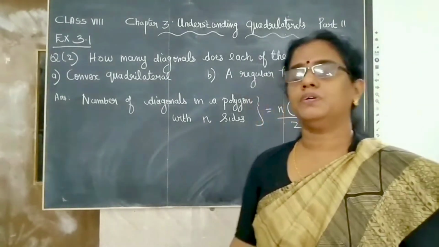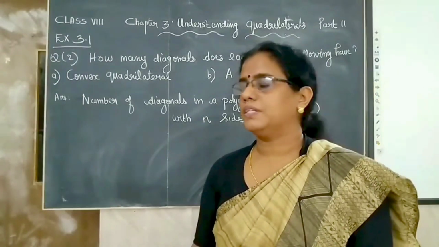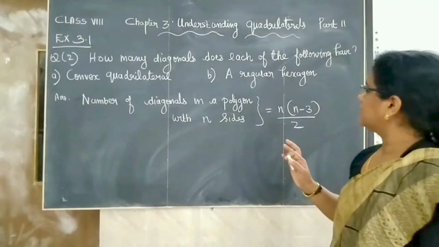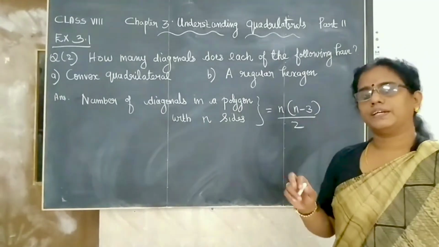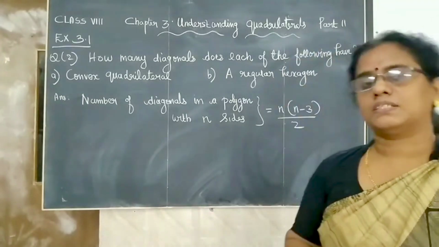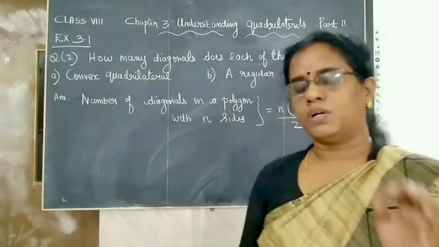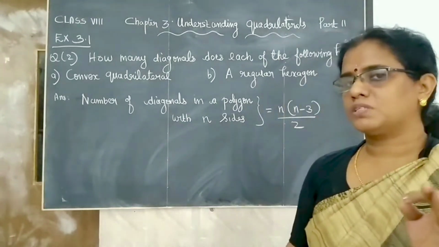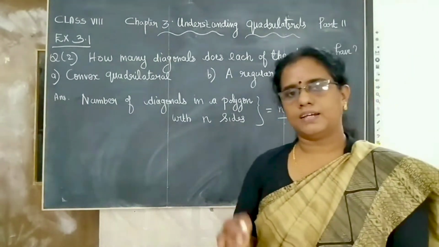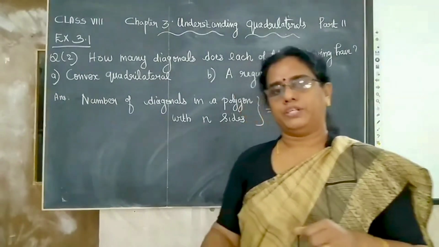Today in this video we will discuss exercise 3.1 question number 2, that is, how many diagonals does each of the following have. First given is convex quadrilateral, and we studied that in a quadrilateral there will be 4 sides, and also one equation we discussed in the last video, that is, the number of diagonals in a polygon.